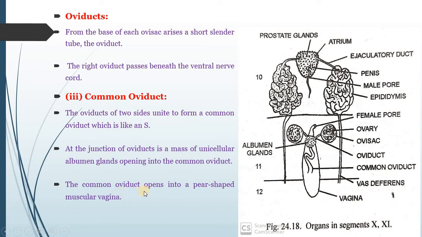The common oviduct opens into a pear-shaped muscular vagina.